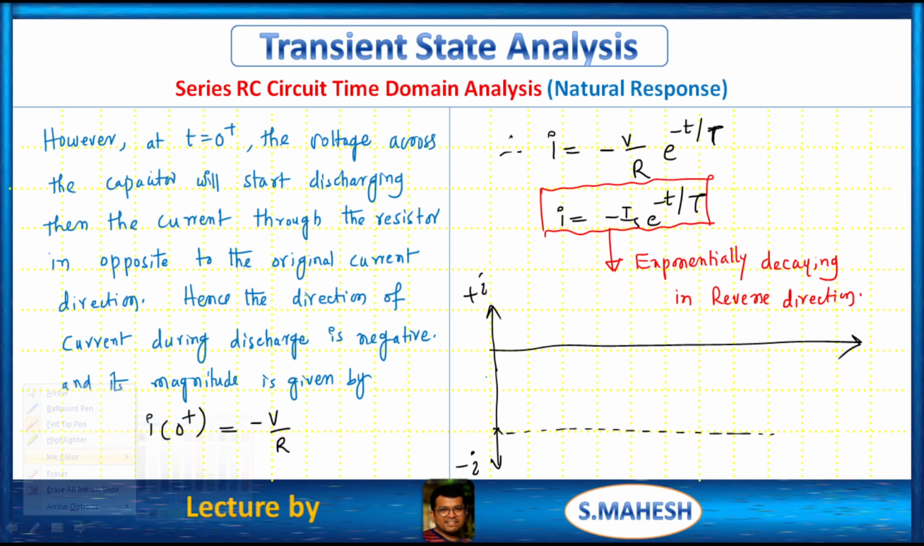now the response is what? Like this. We have to get the response like this. This is minus I. Okay, this is what? Exponentially decaying in reverse direction. That is current, discharge current. So natural response is nothing but what? Discharging. Forced response is nothing but what? Charging. Okay, complete current response completed.